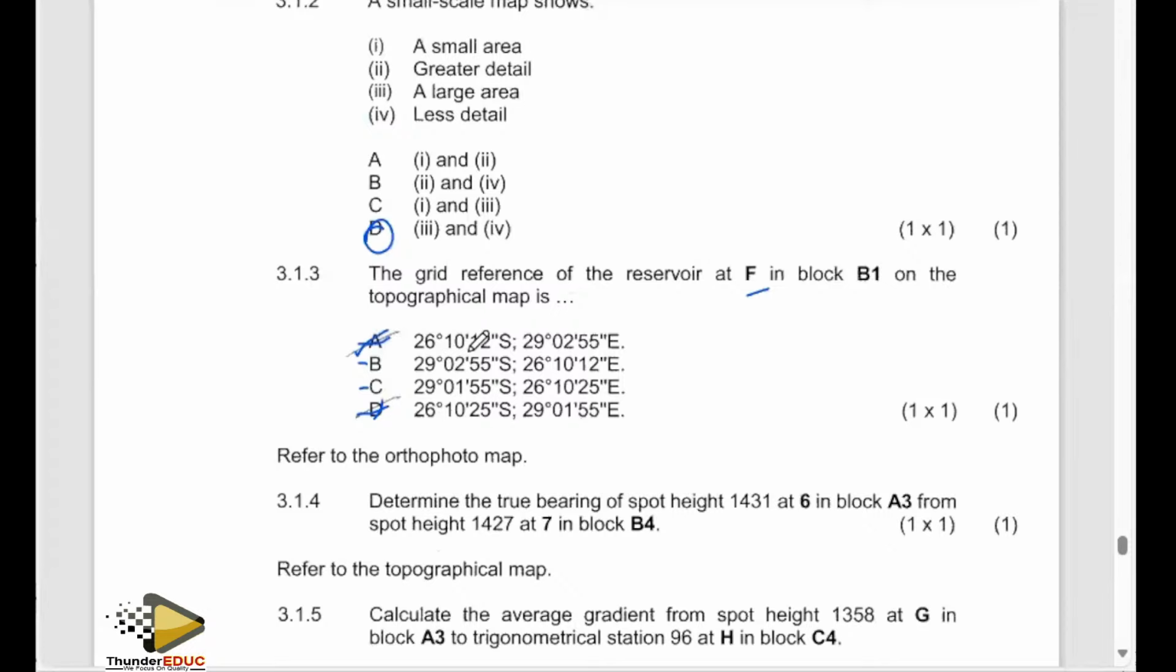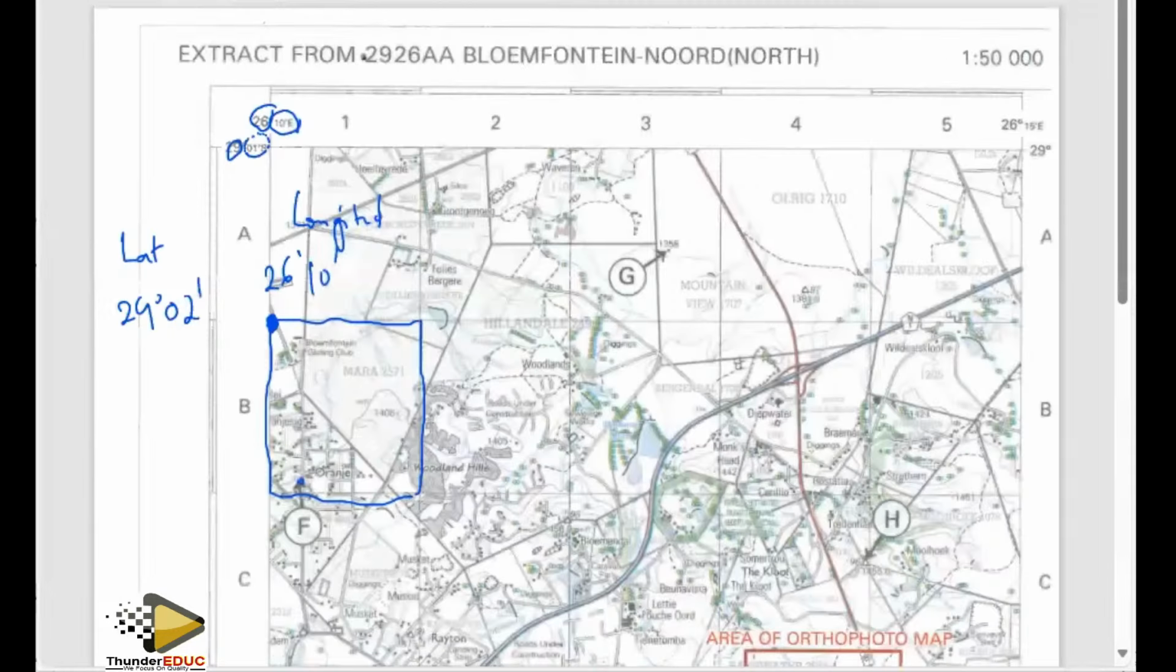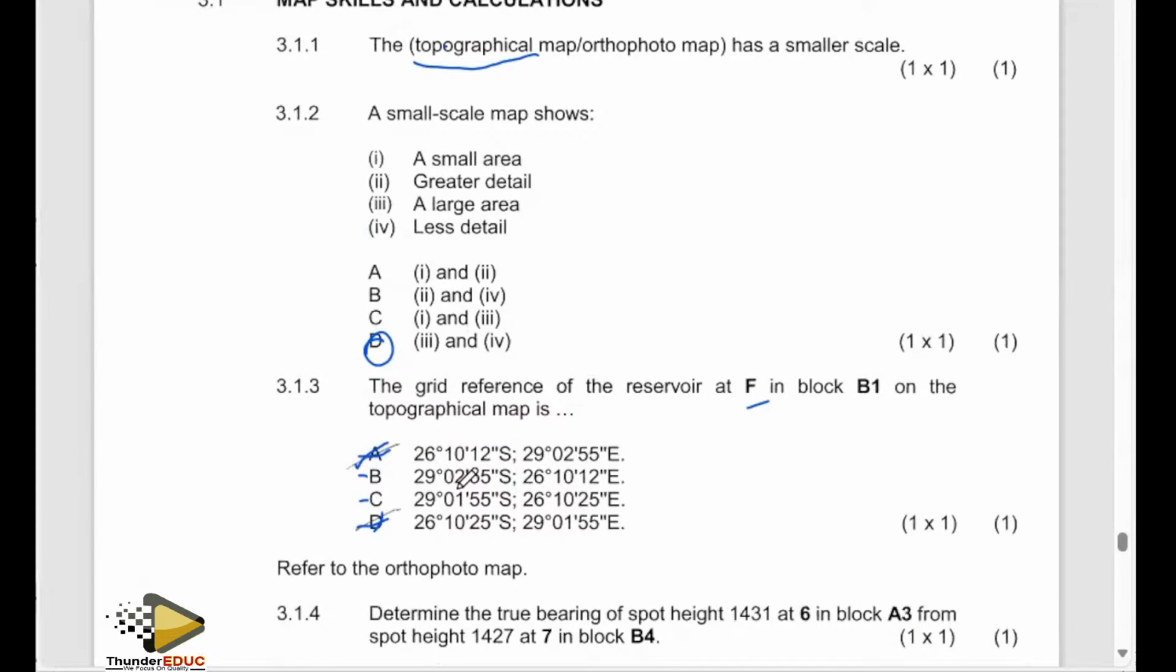So we have 2902, the same as what we have identified here, 2902 and 2610. 2902 is here, 2610 is here. So automatically, this is the correct response without wasting time. Without doing calculations, this is the correct response because the minute is wrong for this one, and the minute here is correct, but the minute here has also made this one a wrong response.